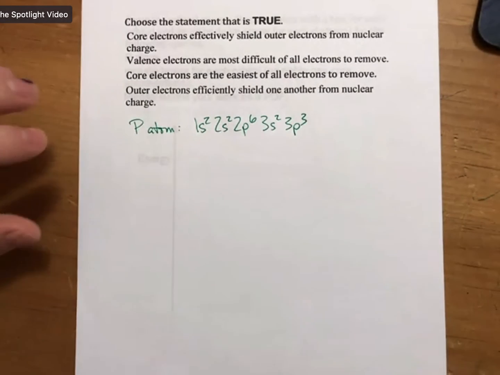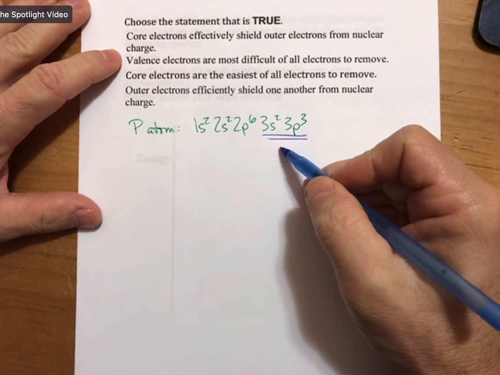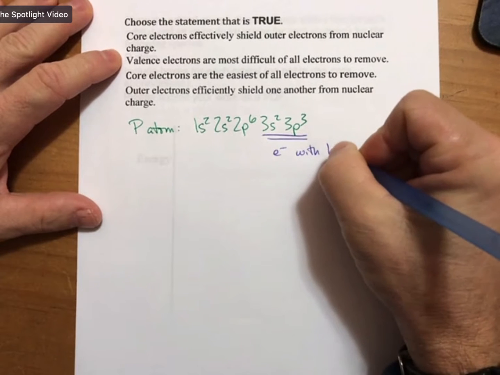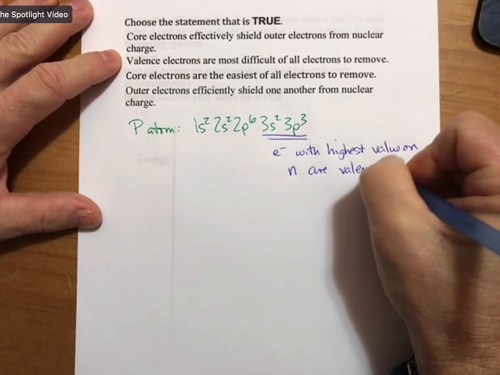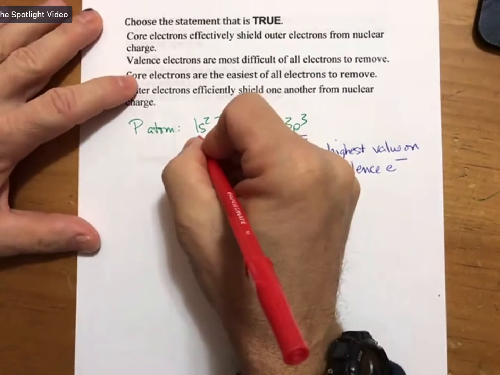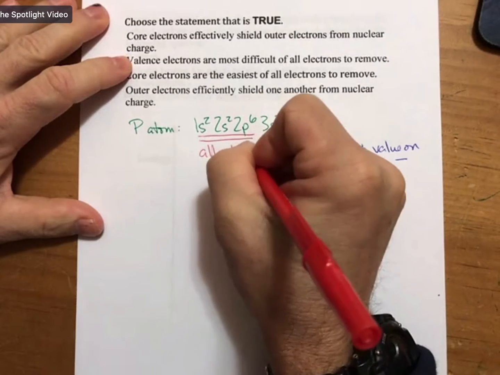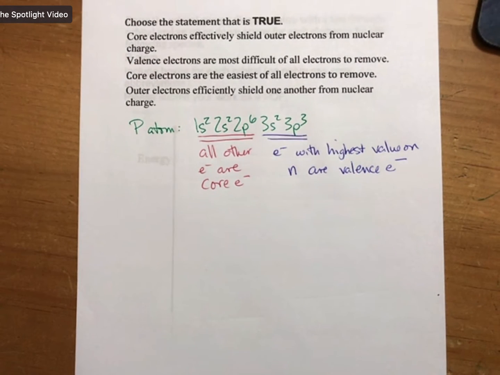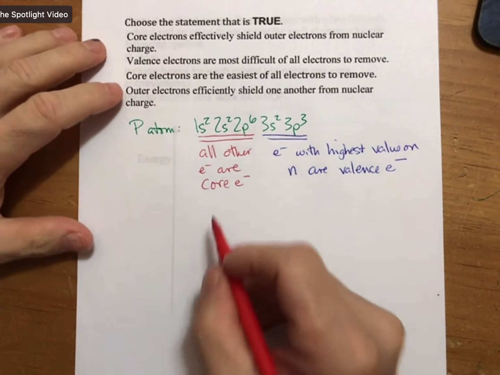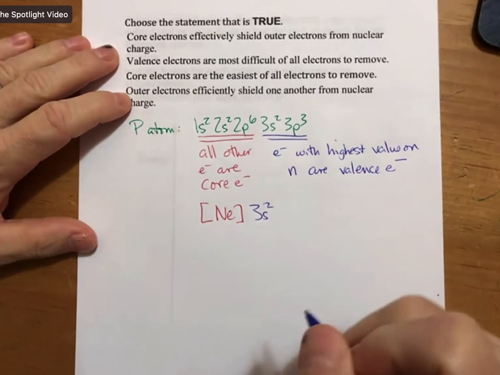Now, electrons with the highest value of n are the valence electrons. And all other electrons are considered core electrons. In fact, one way that we hide the core electrons, or most of the core electrons, is we use a noble gas core. So we could also write this as neon 3s2, 3p3.